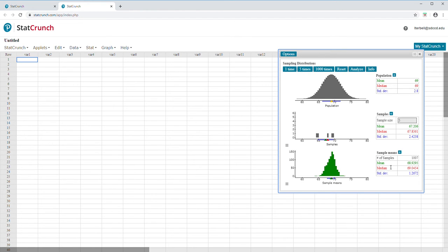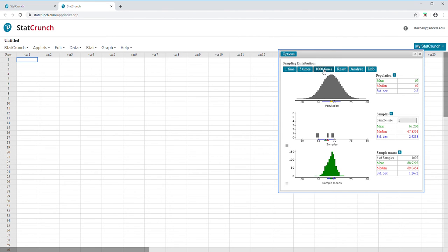First, let's look at the mean. We have about 1,007 sample means. The mean is 68.9, so you can see that the mean is close to the population mean. The mean of the population is 69. So the mean of our 1,007 means is close to 69, and the standard deviation is 1.26.